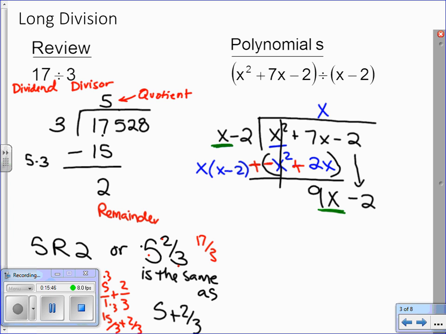So what do you have to multiply x by to be 9x? 9. And then I'm going to do my work off to the side, where I take that 9 times the divisor x minus 2, which would give me 9x minus 18.